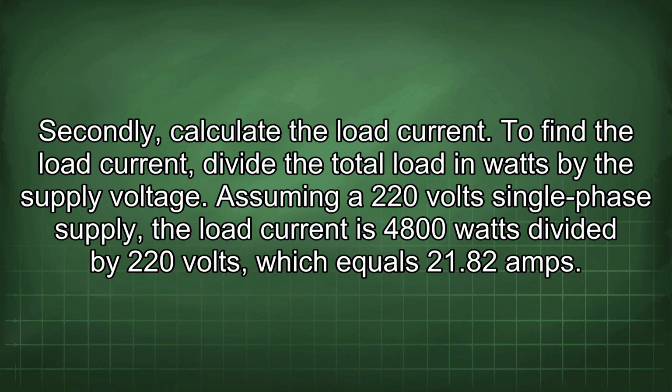To find the load current, divide the total load in watts by the supply voltage. Assuming a 220 volt single-phase supply, the load current is 4,800 watts divided by 220 volts, which equals 21.82 amps.